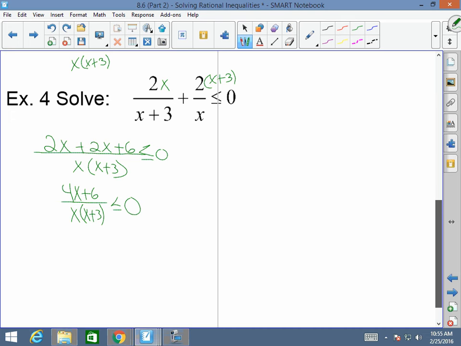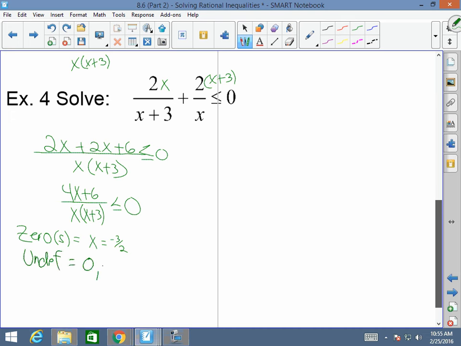Done. Now I'm ready. What are my zeros? Or 0? X is less than or equal to, or x is equal to negative 6 over 4, but let's go ahead and reduce that. 3 over 2. Very good. And what are my undefined values?